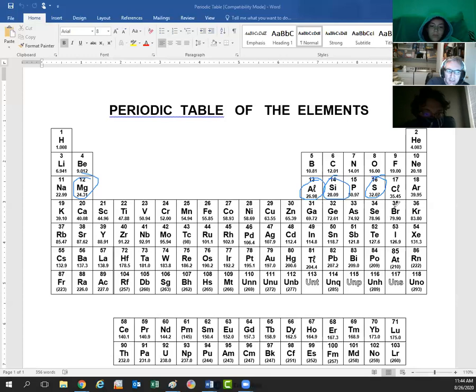First thing to notice is that we're talking about elements in the same period, from left to right, period-three elements. So what was our trend? Do the elements get bigger the further to the left we move, or do they get bigger the further to the right we move?